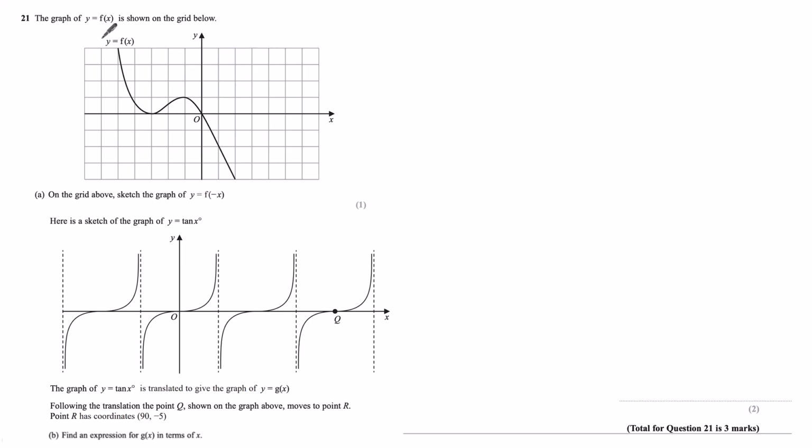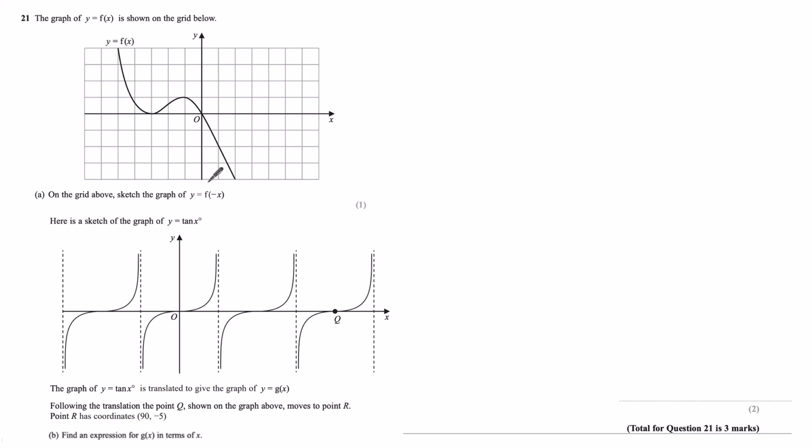Question 21. The graph of y equals f of x is shown on the grid below. On the grid above, sketch the graph of y equals f of minus x. Now f of minus x is going to be a reflection in the y-axis.